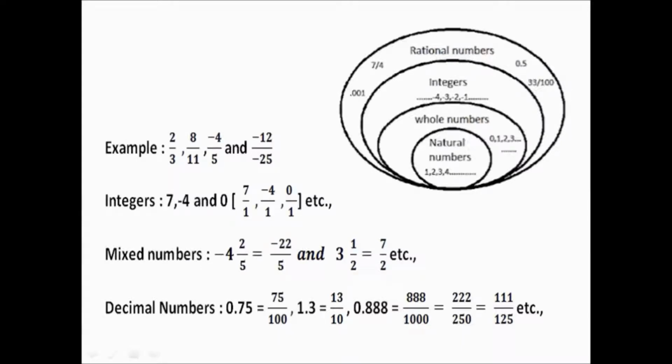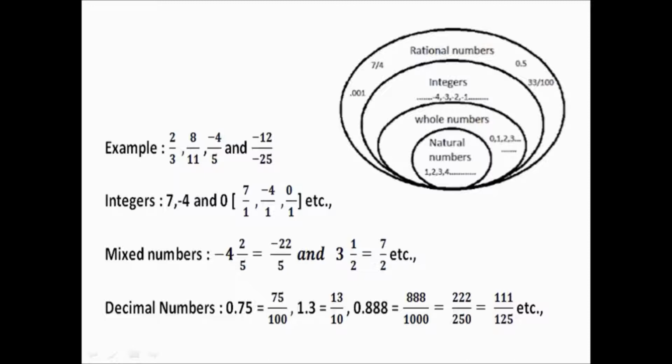Here 2 by 3, 8 by 11, minus 4 by 5 and minus 12 by minus 25 are some examples of rational numbers. Also, integers like 7, minus 4 and 0 are rational numbers, as they can be written in the form 7 by 1, minus 4 by 1 and 0 by 1. Mixed numbers such as minus 4 2 by 5, which is equal to minus 22 by 5, and 3 1 by 2, which is equal to 7 by 2, are also rational numbers. So all integers as well as fractions are rational numbers.